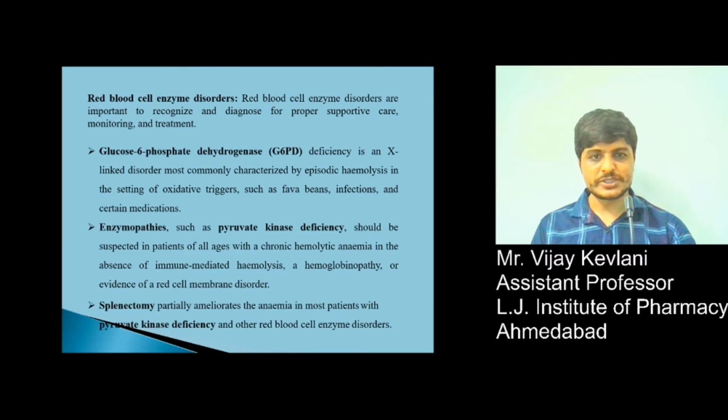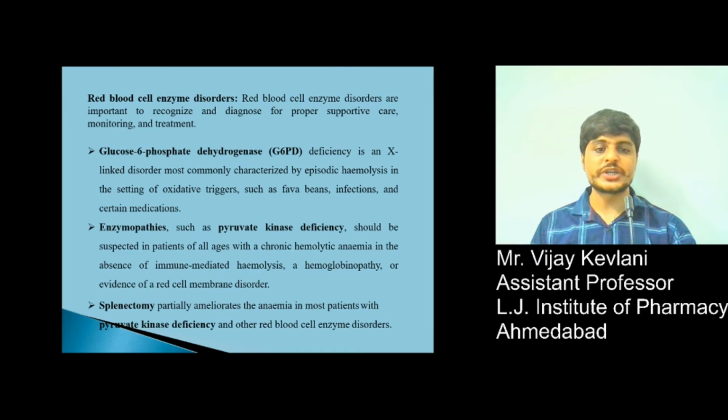Red blood cell enzyme disorders. Red blood cell enzyme disorders are important to recognize and diagnose for proper supportive care, monitoring and treatment. The very first enzyme is G6PD, that is glucose-6-phosphate dehydrogenase. Its deficiency is an X-linked disorder most commonly characterized by episodic hemolysis in the setting of oxidative triggers such as fava beans, infection and certain medications.